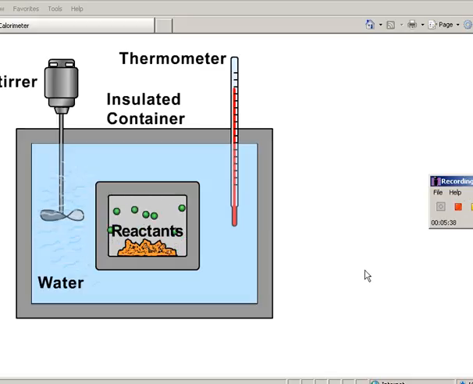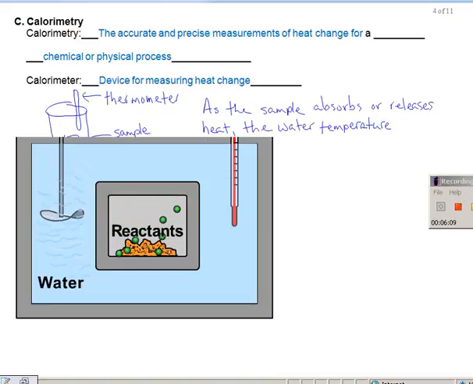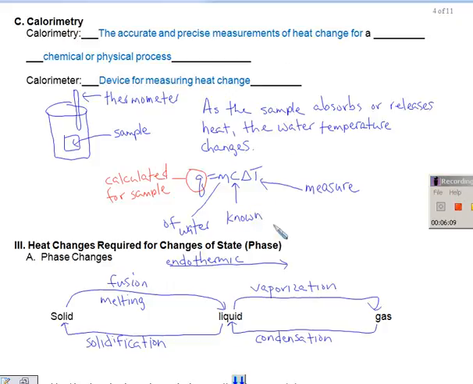This is a little animation of a calorimeter that I thought might be easier for you to see. This shows a sample chamber that has reactants in it. This has the water. You've got to have a stir going on because you want to keep the water circulating so that the water is the same temperature throughout this chamber. So as the reactants either absorb or release heat, they're going to heat up the water, and the water in turn is going to heat up the thermometer, and then we can use that Q equals mc delta T to solve the equation.